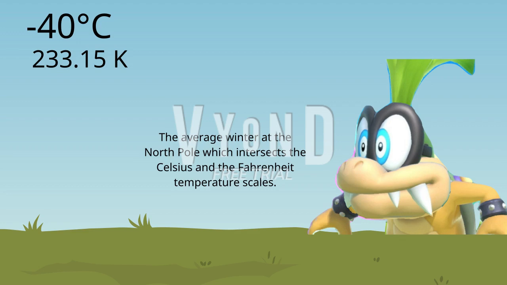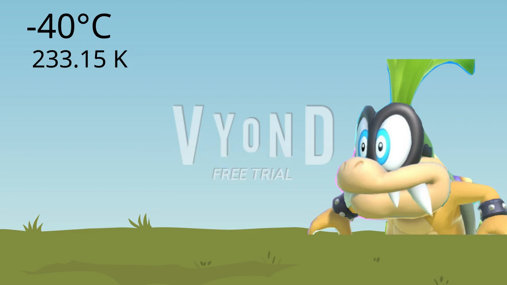The average winter at the North Pole is -40 degrees Celsius, or 233.15 Kelvin, which is where the Celsius and the Fahrenheit temperature scales intersect. One may have hypothermia, which can set in in just 5 to 7 minutes.